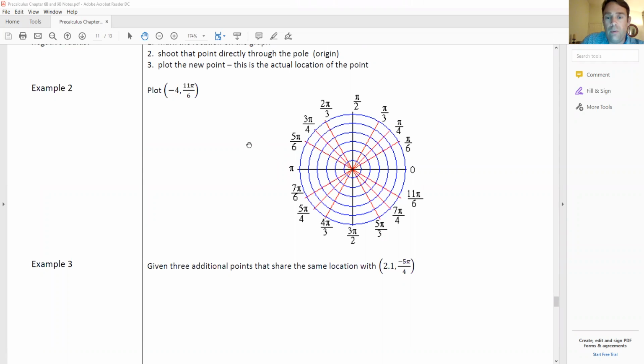So why don't you guys do me a favor? Why don't you go ahead and try to graph -4, 11 pi over 6. Let's see how you do.